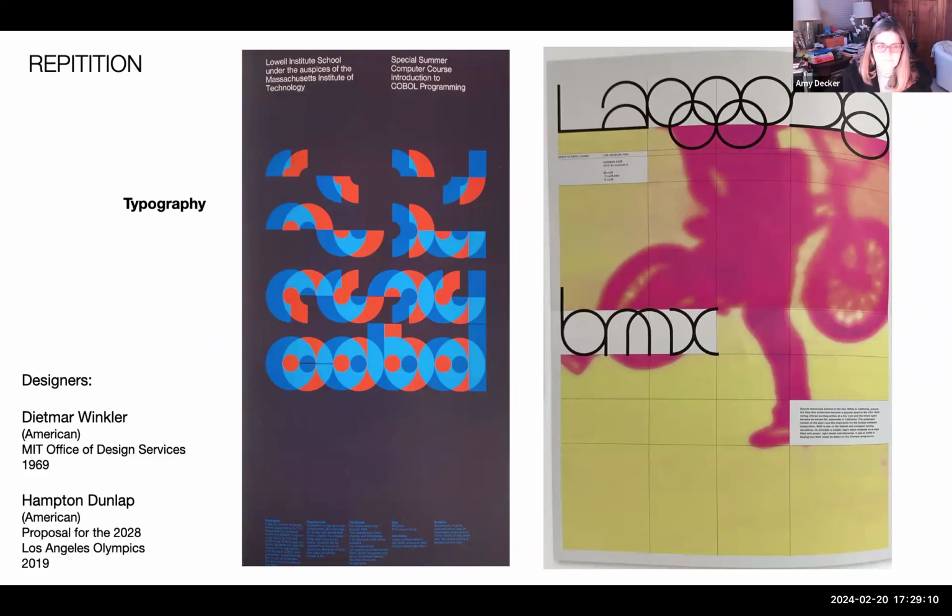Here we have designer Dietmar Winkler, who is using the complexities of COBOL, which is a programming language which was inviting simplicity. And this was done back in 1969. And the idea here was to use repeating geometric shapes to create a puzzle for the viewer to solve. They were all interconnected to build a title of the poster, as COBOL does in a programming language. So I was trying to repeat what the language that they were communicating does.